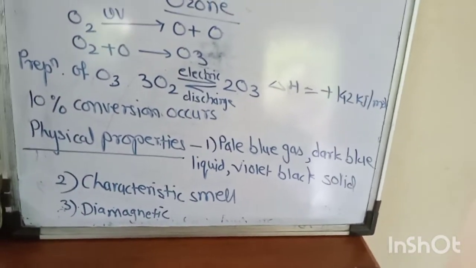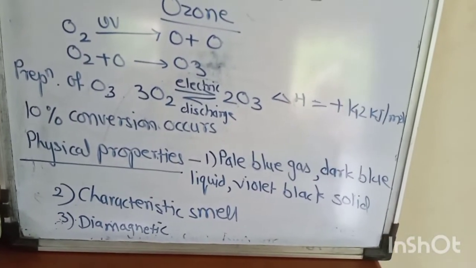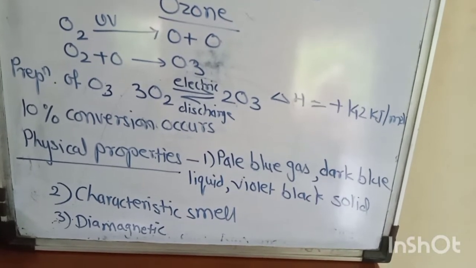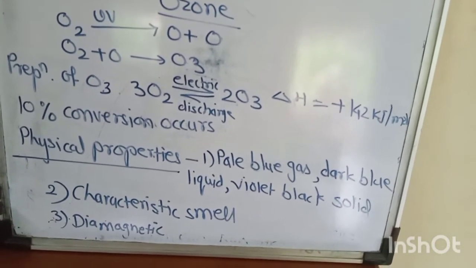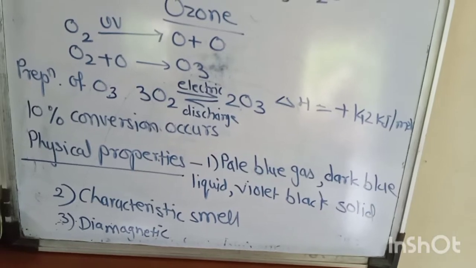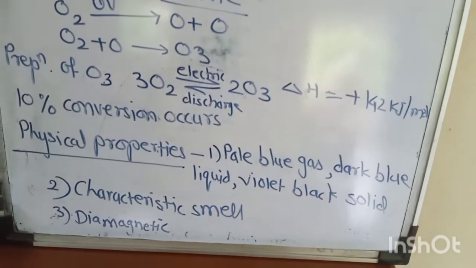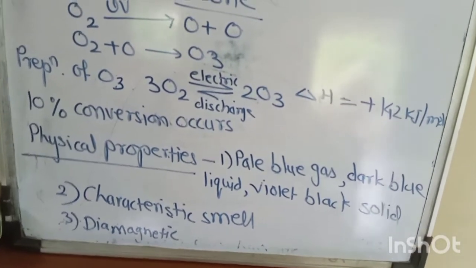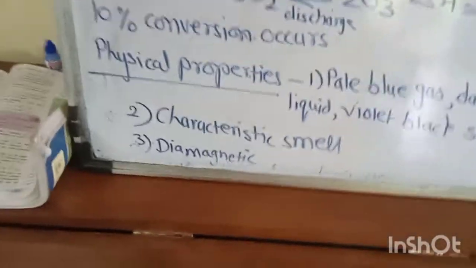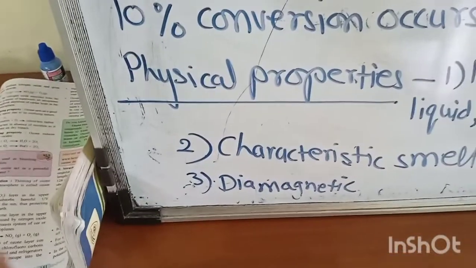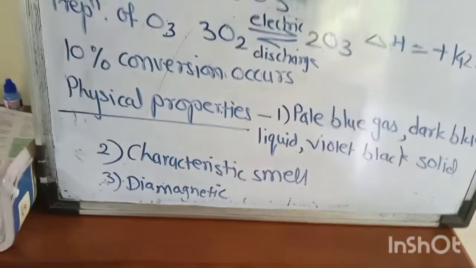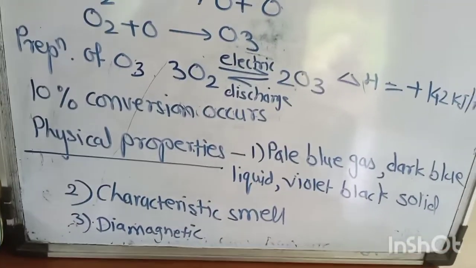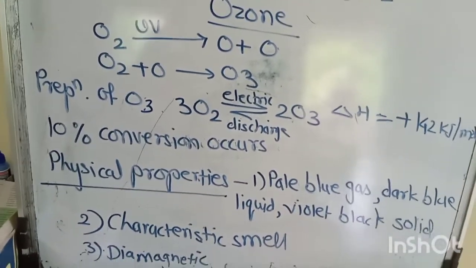Physical properties: in gaseous form it is pale blue, in liquid form it is dark blue, and in solid form it is violet black. It has a characteristic smell, and if it is inhaled, even in a concentration of 100 parts per million, it causes nausea and headache. It is diamagnetic in nature.